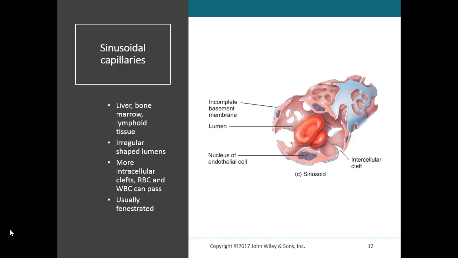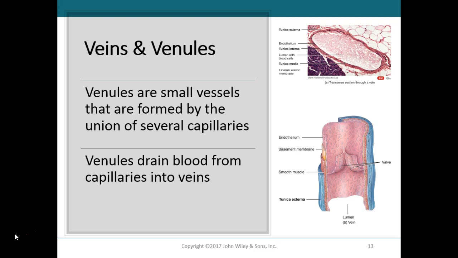For example, newly formed blood cells enter the bloodstream through the sinusoids of red bone marrow capillaries. Sinusoids in the liver contain phagocytic cells that remove bacteria and other debris from the blood. The spleen, the anterior pituitary, parathyroid gland, and adrenal glands also have these very large open sinusoidal capillaries. Venules and veins have thin walls that don't really maintain their shape well.